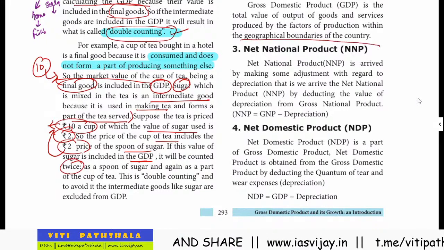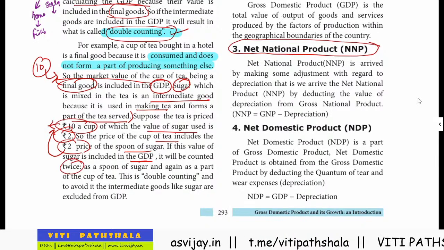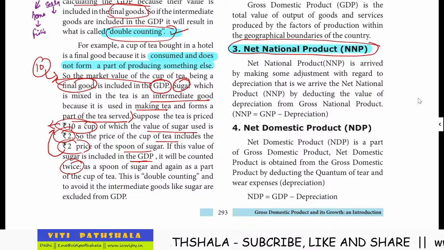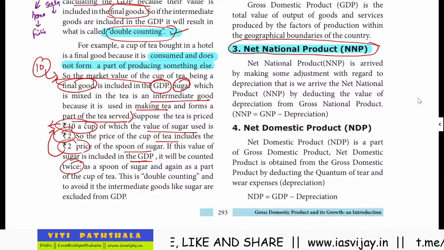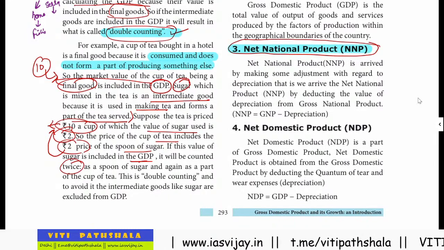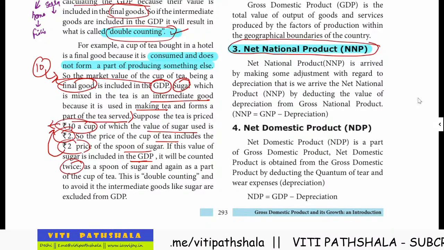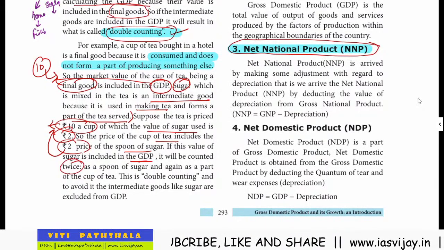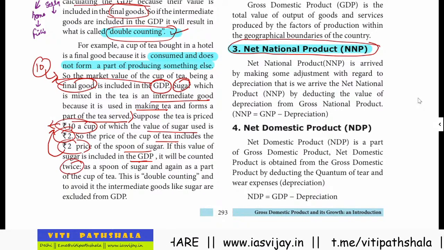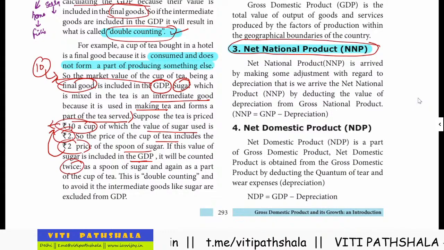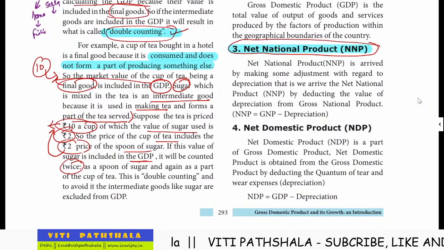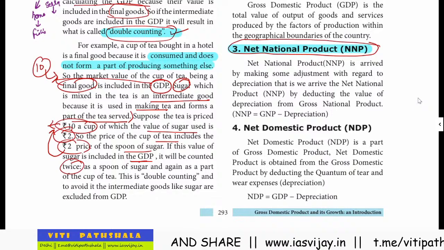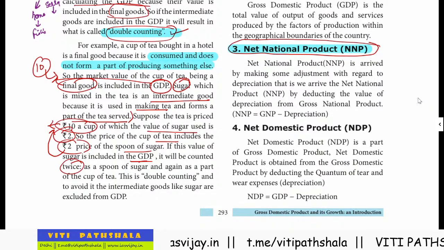Next comes the net national product, or NNP. Now, what do you mean by the NNP? Now I'm going slow because these things are important and you get confused between these things only. So that's why I am going very slow, so that you will be able to understand. The net national product is arrived at by making some adjustment with regard to depreciation, that is, we arrive at the net national product by deducting the depreciation from the GNP, that is, gross national product.